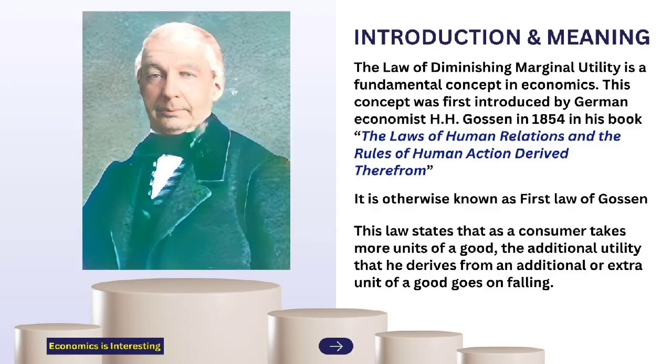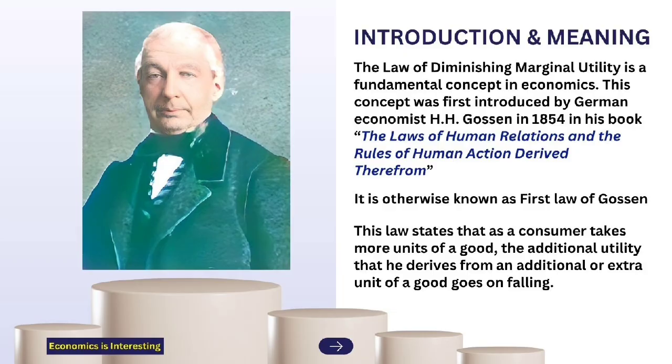The law of diminishing marginal utility is one of the most important laws in economics. It was first introduced by the German economist named Hermann Heinrich Gossen in the year 1854 and is therefore also known as the first law of Gossen. He gave two very important laws of consumption. First law is law of diminishing marginal utility and second is law of equimarginal utility. Since we are learning this law of diminishing marginal utility, we are calling it the first law of Gossen because this was the first law given by him.